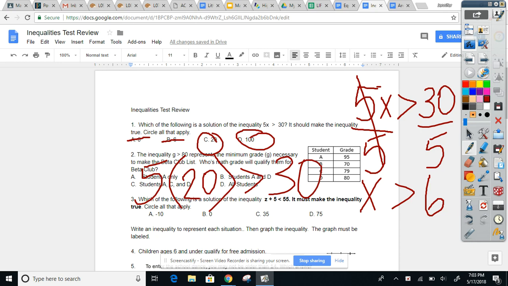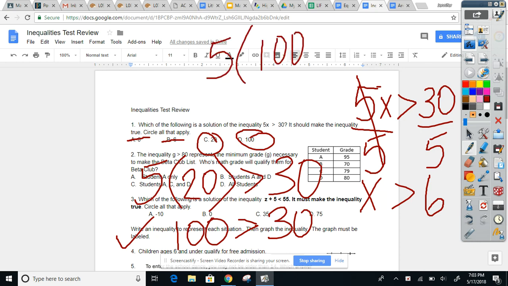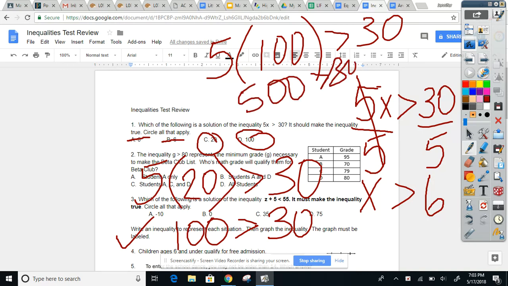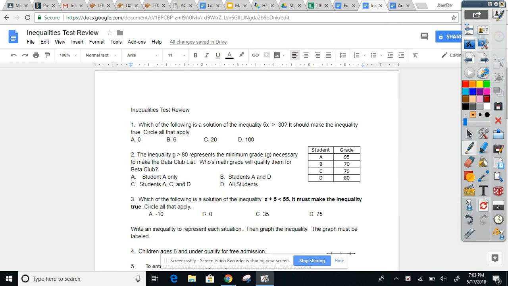Okay, 5 times 20 gives me 100. 100 is greater than 30. Is that true? Yes. We can do the same thing: 5 times 100 is greater than 30. So that means 500 is greater than 30. Is that true? Yes. So our answers are C and D. It says choose all that apply.